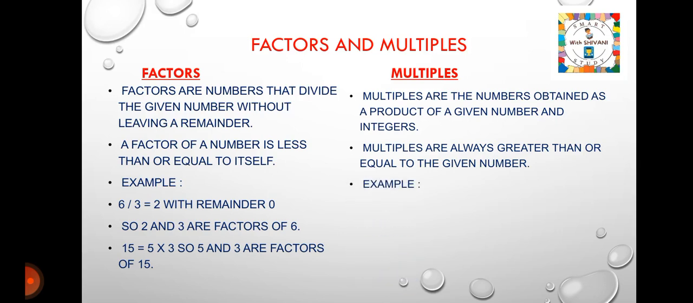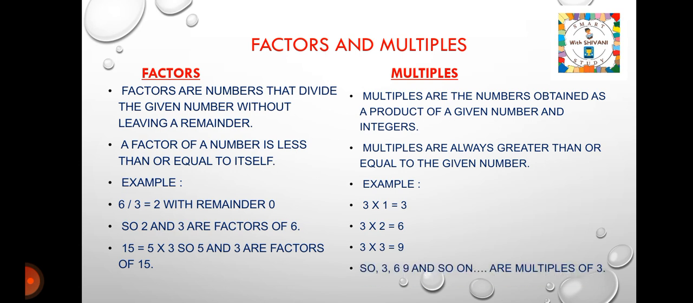Looking at the example of the multiples, we will take the table of 3, that is 3 times 1 is 3, 3 times 2 is 6, 3 times 3 is 9. So 3, 6, 9. The answer or the product which we are getting is the multiple of 3. So 3, 6, 9 and so on are the multiples of 3.